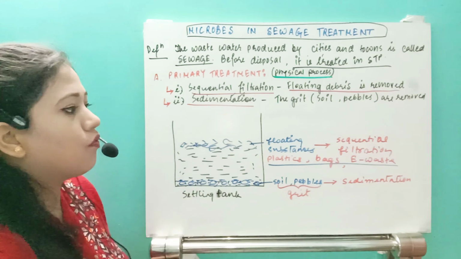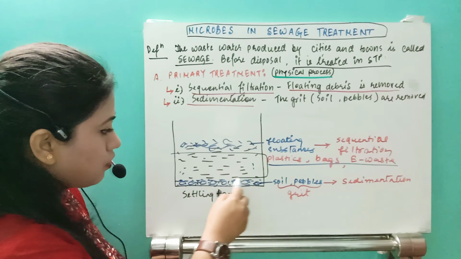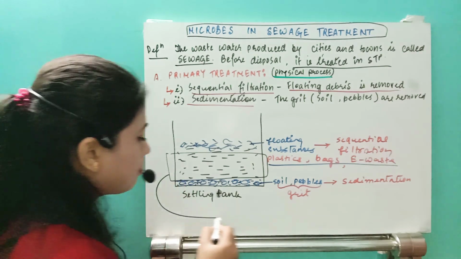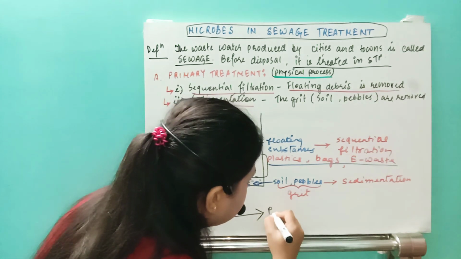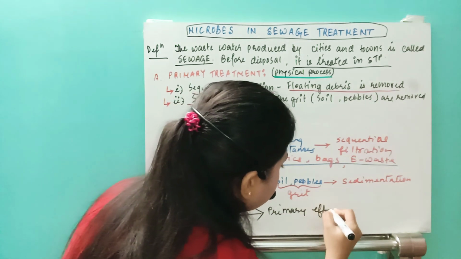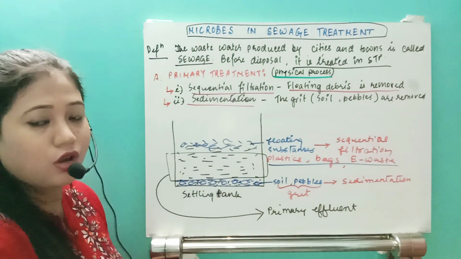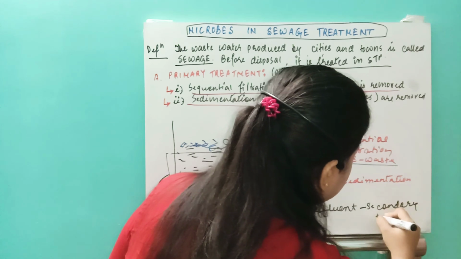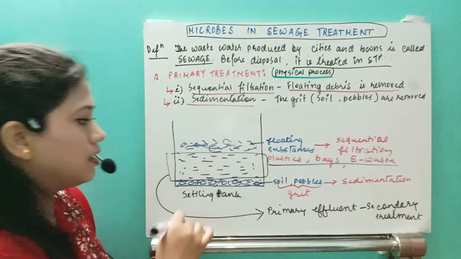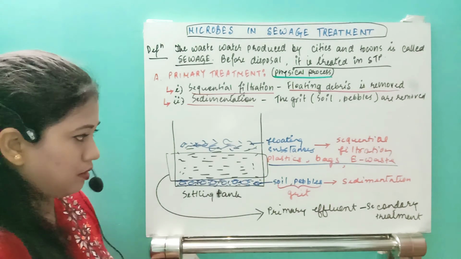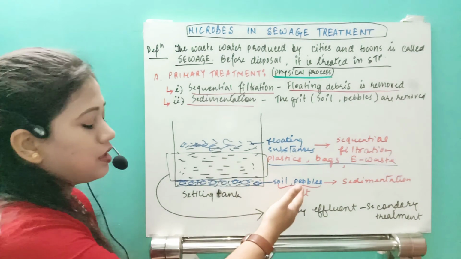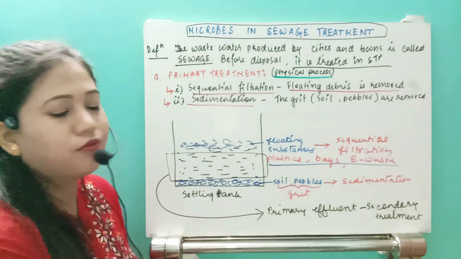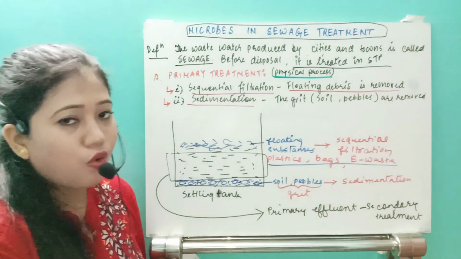So after that, this water, which is now not having the floating debris or the soil and the pebbles, will be known as the primary effluent. This primary effluent will now go for the next step, that is the secondary treatment, right? The water, after removing the floating substances and the sedimented things like soil and pebbles by this primary treatment, is now allowed to go for the second stage.